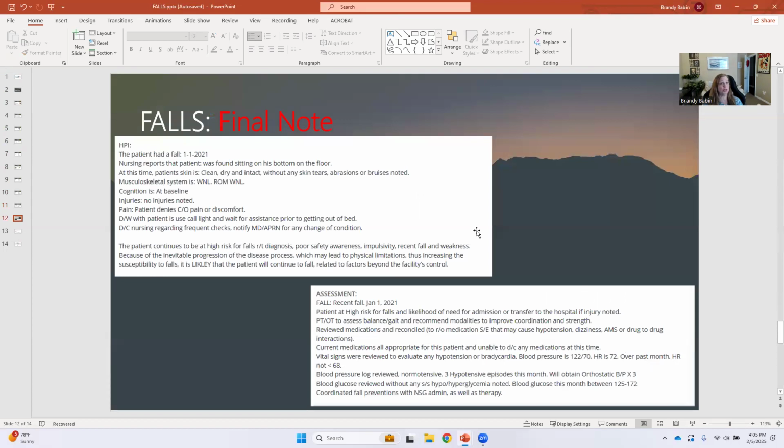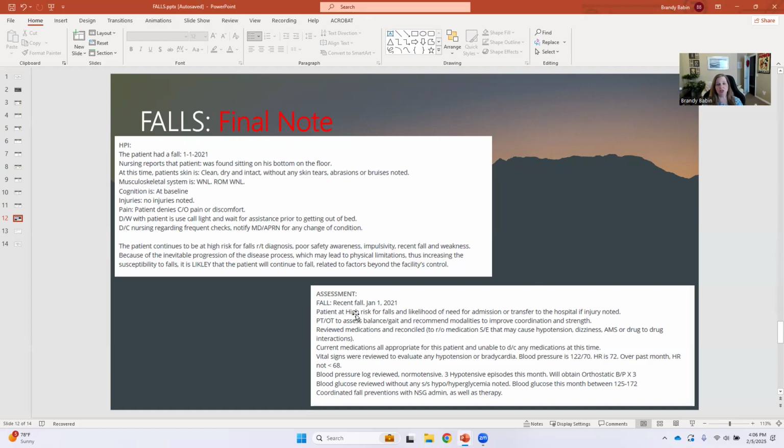Final note, this is what it looks like. So my HPI says the patient fell on 1/1/2021. They were found sitting on the bathroom floor. The skin is clean, dry, and intact without any skin tears. Cognition at baseline, no injuries, no pain. Discussed with patient. I already fixed the DC, and so I'll fix that on the snippet. And then our assessment and plan at the bottom.